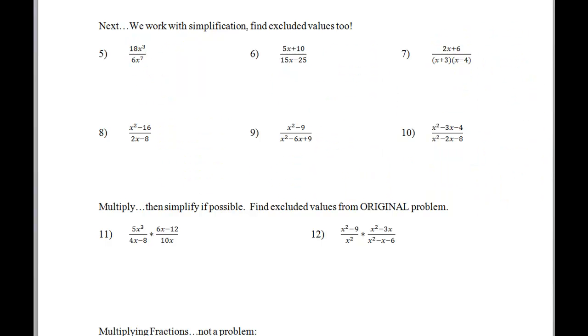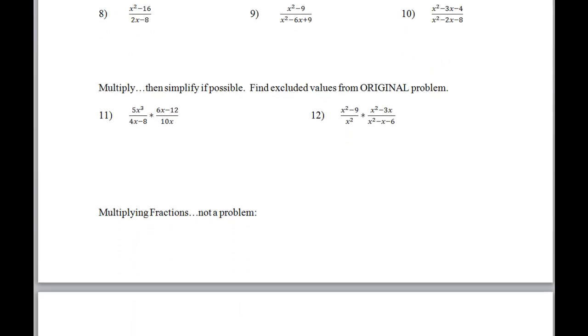Okay, moving on to problems 11 and 12. I have a little rhyme here to help you a little bit with multiplying fractions. Multiplying fractions, not a problem. Top times top, bottom times bottom. And what's nice about top times top, bottom times bottom, is that it will allow us to take this expression and put it together all over one line, and the binomials are now in parentheses.